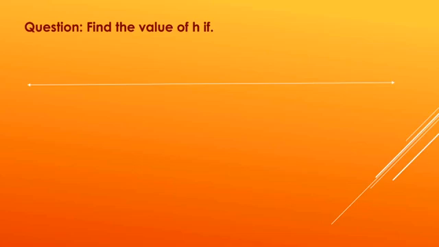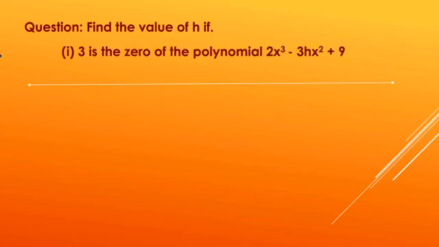Question is, find the value of h if 3 is the 0 of the polynomial 2x cube minus 3hx square plus 9. 3 is the 0 of the polynomial means we have to divide this expression with 3. So as we have done in the previous question, we'll draw these two lines and we will write the coefficients here. X cube, the coefficient is 2. After x cube we have x square, the coefficient is minus 3h. After x square we have the variable x which is not present here, so we'll write a 0 here and the constant term is 9.